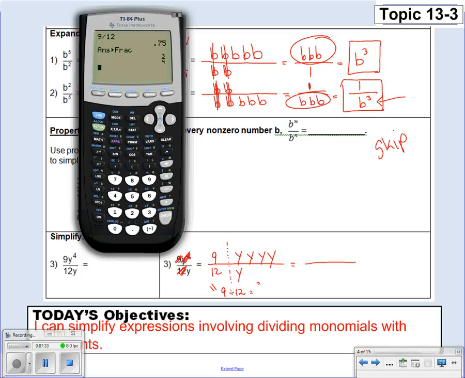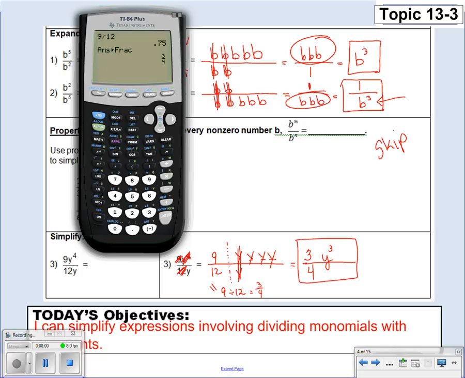So 9 divided by 12 is 3 over 4. So the 3 is in the top, it's in our numerator. We put it in our numerator. 4 is in the bottom. We put it at the bottom. Now let's simplify our y's. There's one in the top and one in the bottom. And what we have left is 1, 2, 3 y's. So it's y to the 3rd power. We have our final answer.